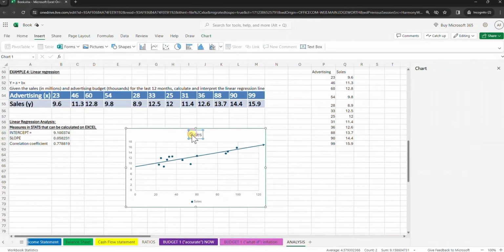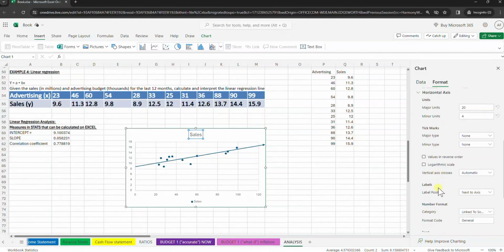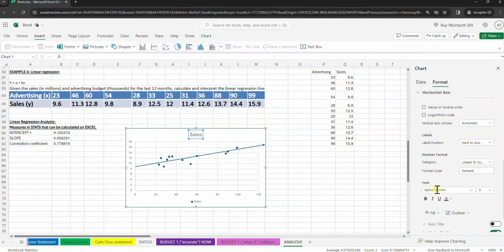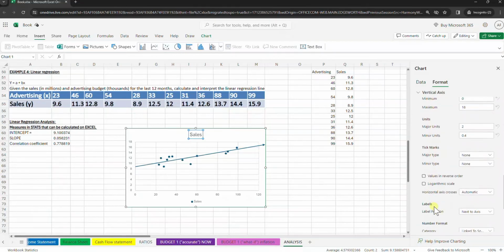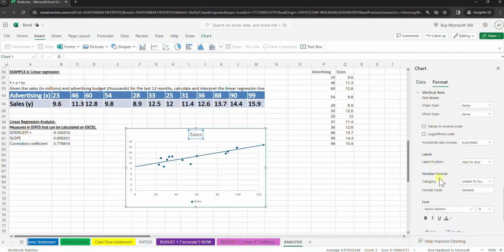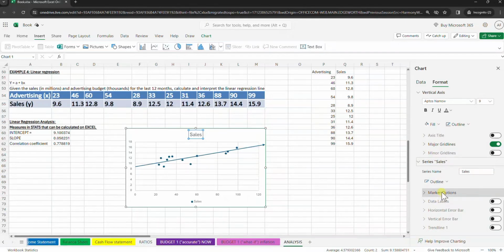Oh, I see some things popping up here on the right. Legends, horizontal axis. Oh, I have some options here. I think maybe here we might get lucky with the linear regression. There must be an option to add it somehow. Let's just see here. Trend line, maybe. Yes, there we go. I found it.